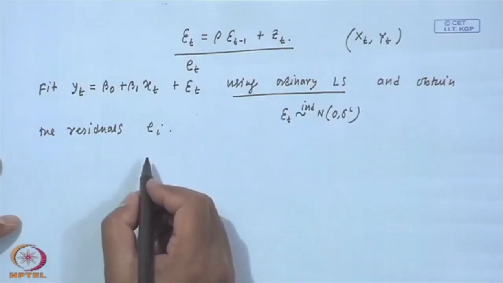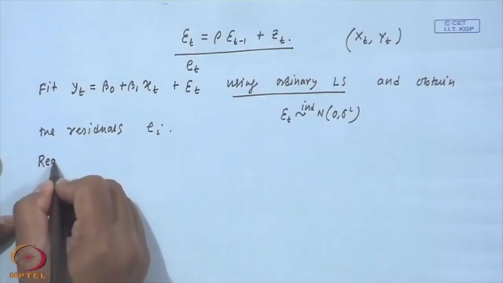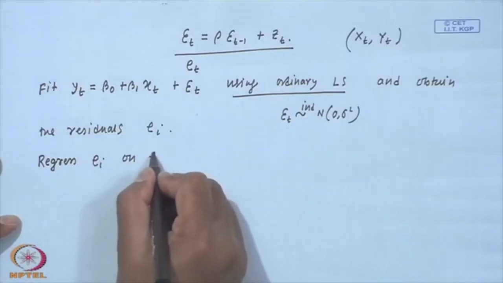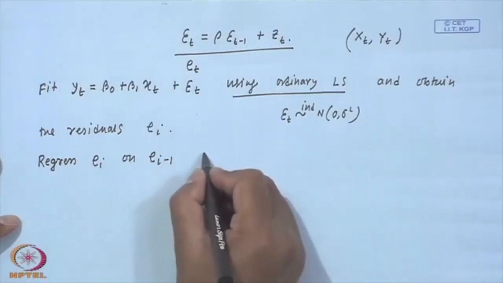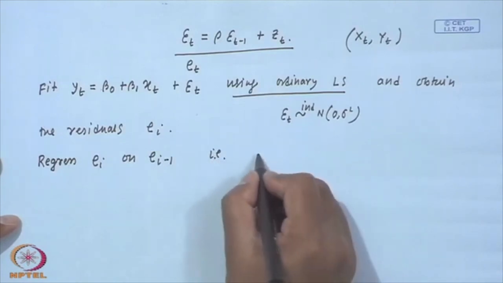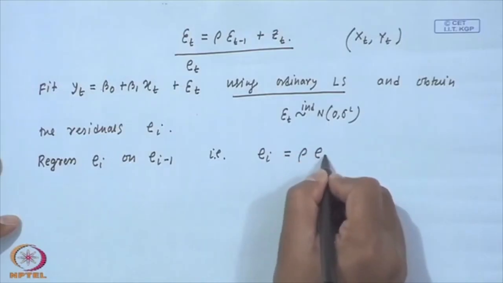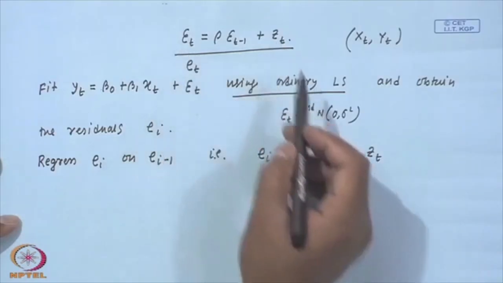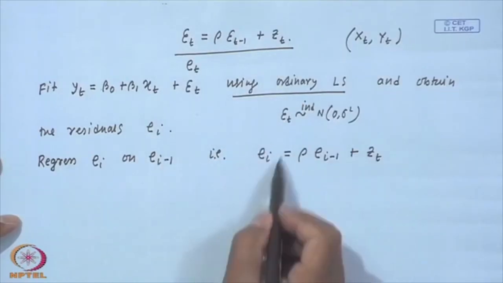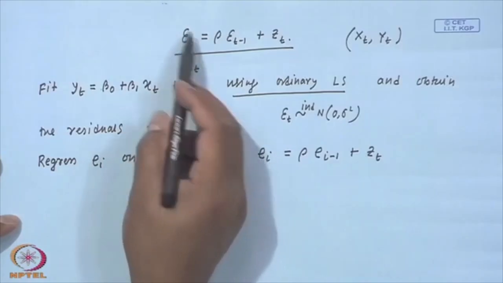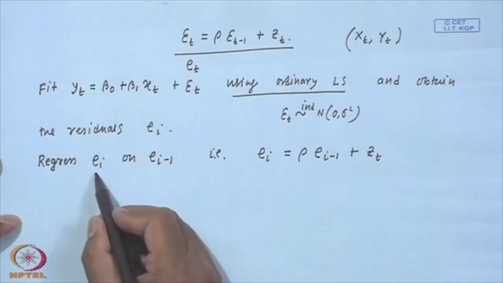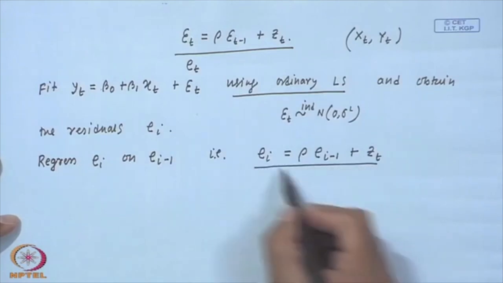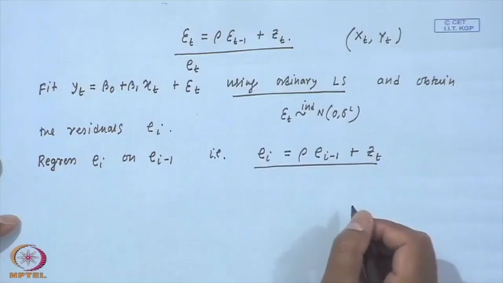Once you have the residuals, what you do is regress e_i on e_{i-1}. That is, you fit a model like e_i = rho e_{i-1} + z_t. We do not know this epsilon_t, and the ith residual is an estimate of the ith error term. So we are regressing e_i on e_{i-1}. We fit this model, we know all these residuals. So what is this rho value now?